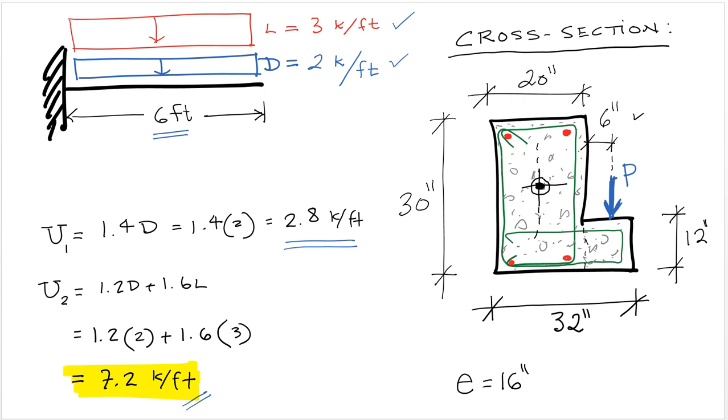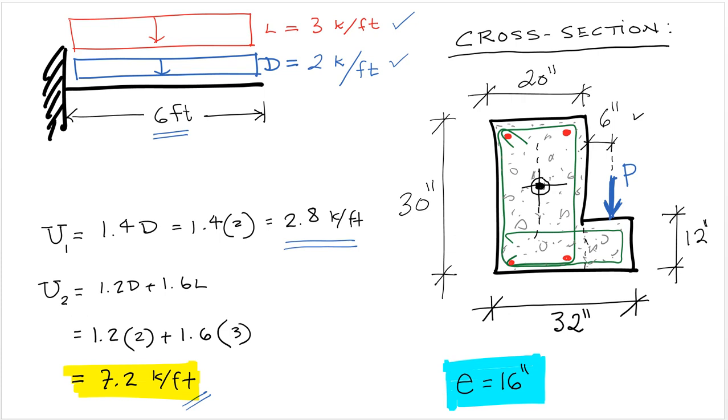It's an L beam. The load is applied at the center of the 12-inch bracket and therefore results in an eccentricity of 16 inches. The eccentricity is nothing more than the distance between the load and the center of the beam. In this case, for simplicity, we will assume the centroid of the beam is 10 inches from the edge, and then 10 plus 6 results in the 16-inch eccentricity.